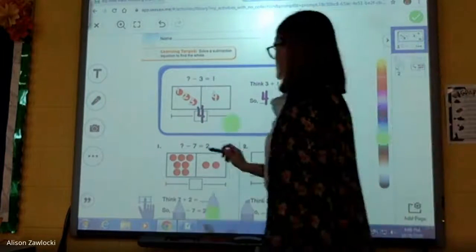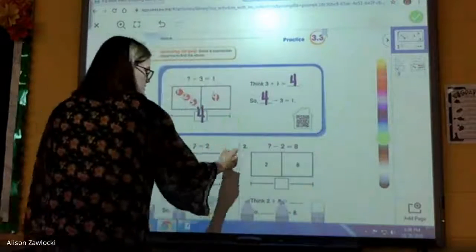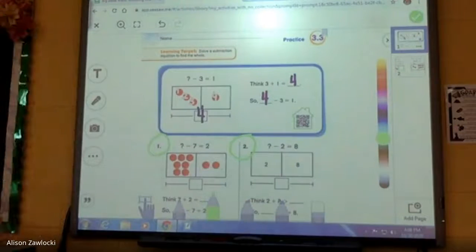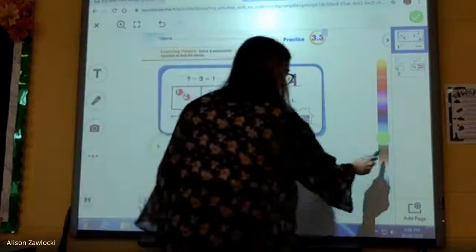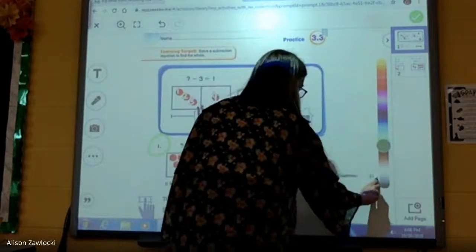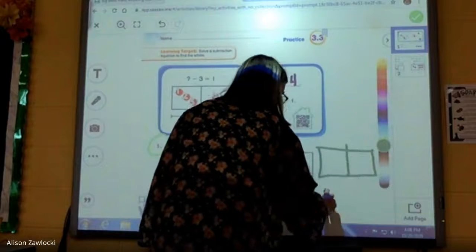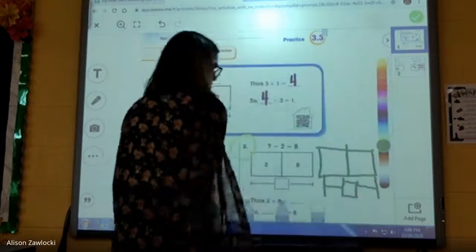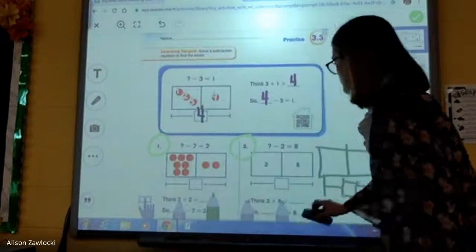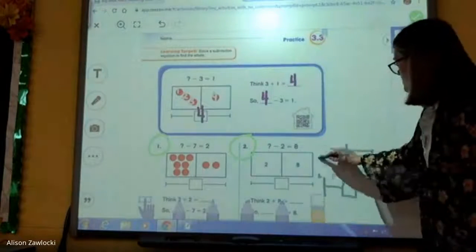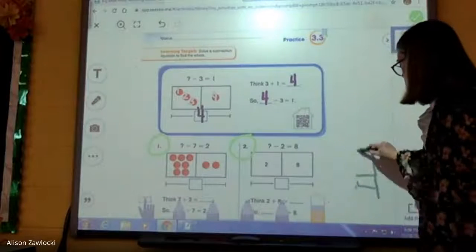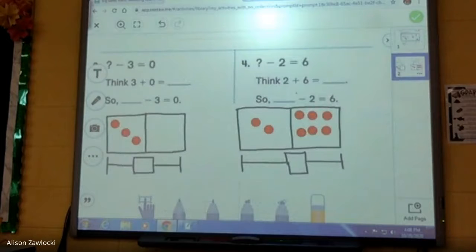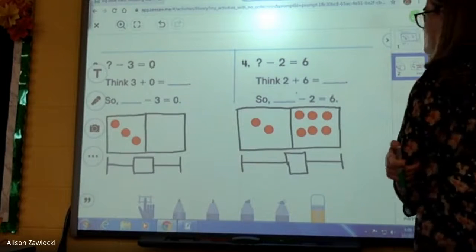I want you to do this one and this one by yourself. Notice how you don't have counters for this one. If you feel like you need to draw a separate picture over here, you absolutely can do that. You can also use a number line if you feel like you need to help yourself. Please use what strategies work best for you. You're also going to do number 2 as well. So you are going to do numbers 3 and 4.